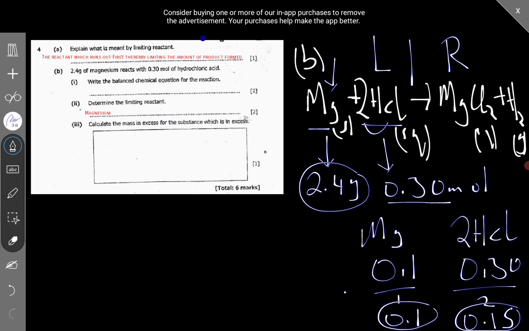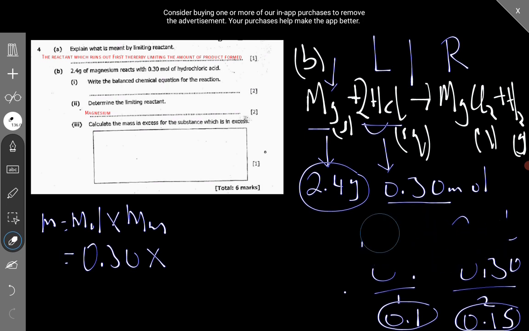To find the mass, we say mole times the molar mass, 0.30 times the molar mass for hydrochloric acid. Again, we just need to calculate this. I'm going to have to erase this other side, where I was calculating for this.